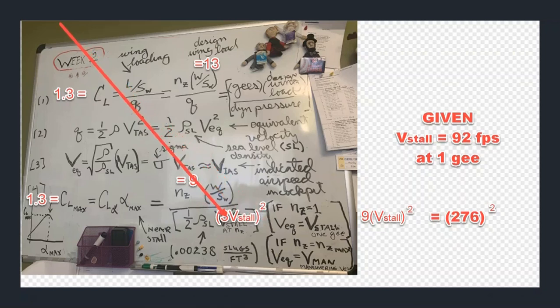So the maneuvering speed is 3 times the 1G stall speed, and 3 times 92 is 276 feet per second. That is the maneuvering speed in order to get 9 G's. If I go faster than that, I'll be able to pull more than 9 G's, but I will maybe pull the wings off the airplane.